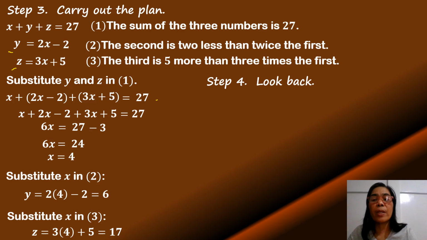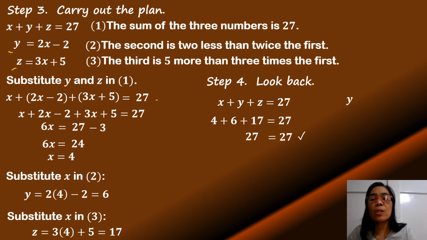Look back is making reflections or checking if the obtained values or answers satisfy the given conditions. So again, the first condition is that the sum of the three numbers should be equal to 27. Substituting now values, we have 4 plus 6 plus 17. Try to check if that is equal to 27. So we have 4 plus 6 is 10 plus 17, that's 27, is indeed equal to 27. That means the values of x, y, and z in here satisfy the first condition.